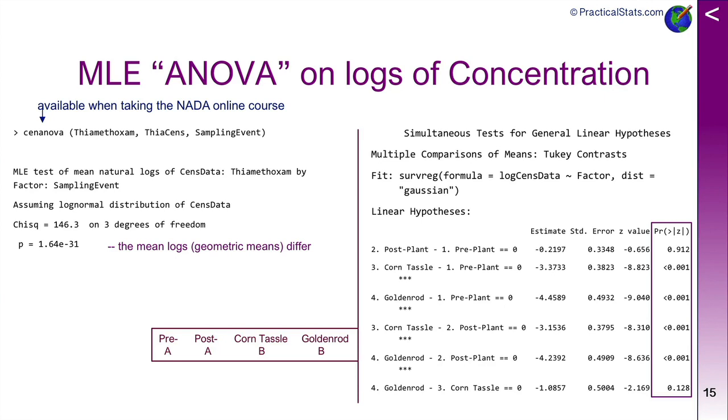Here's the chi-squared statistic, 146.3. That's a really big chi-squared statistic, and the p-value is extremely small, 10 to the minus 31. So there's 31 zeros in front of the number. So it's really small. So that's an extremely large amount of difference in the mean logs.